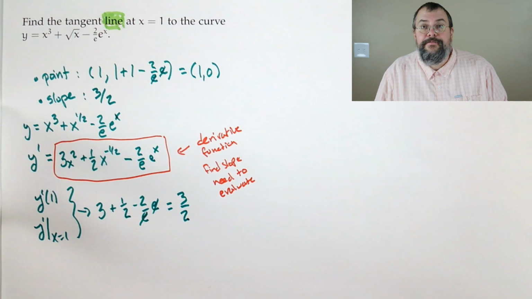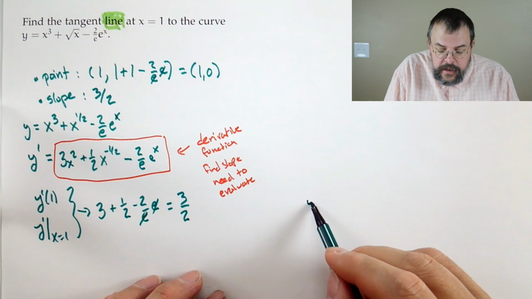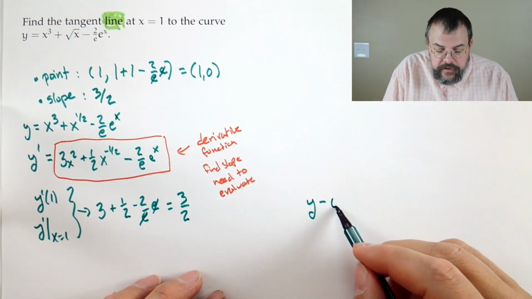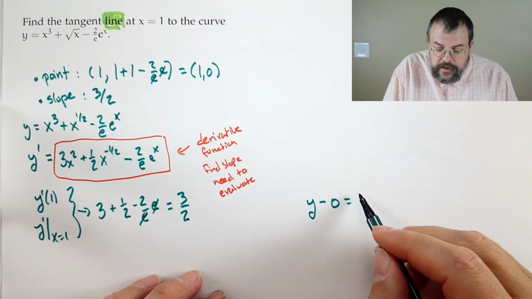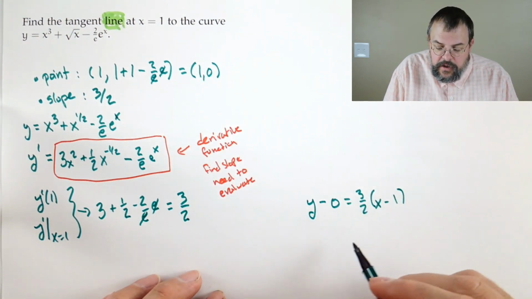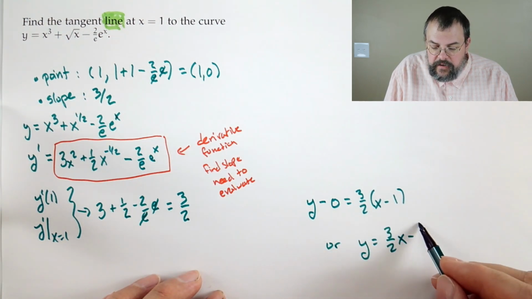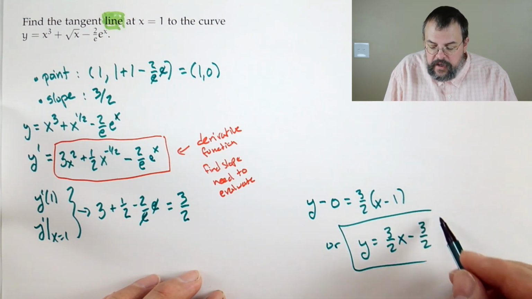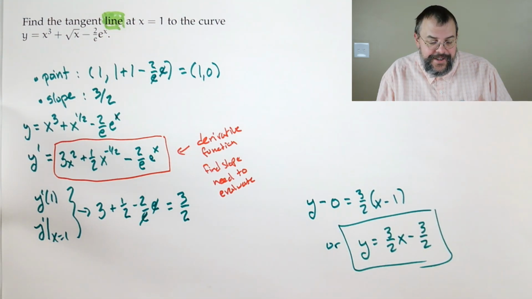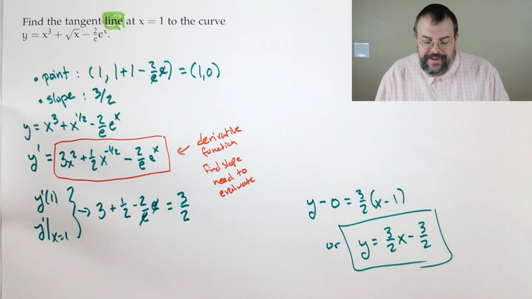Good. Now we're ready to go. We have our point and our slope. y minus our y-coordinate, 0, is equal to our slope, 3/2, times x minus our x-coordinate, 1. Or we can say that y equals 3/2 x minus 3/2. And there you go. Beautiful, nice answer. We like beautiful, nice answers. All right. Now, our next problem.